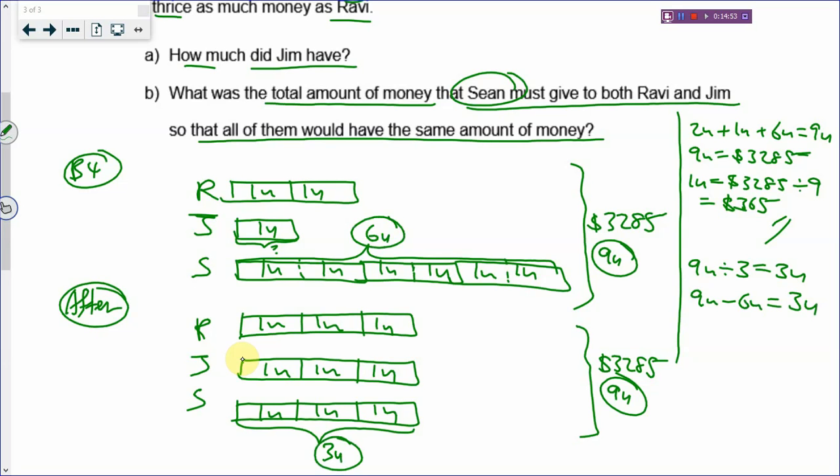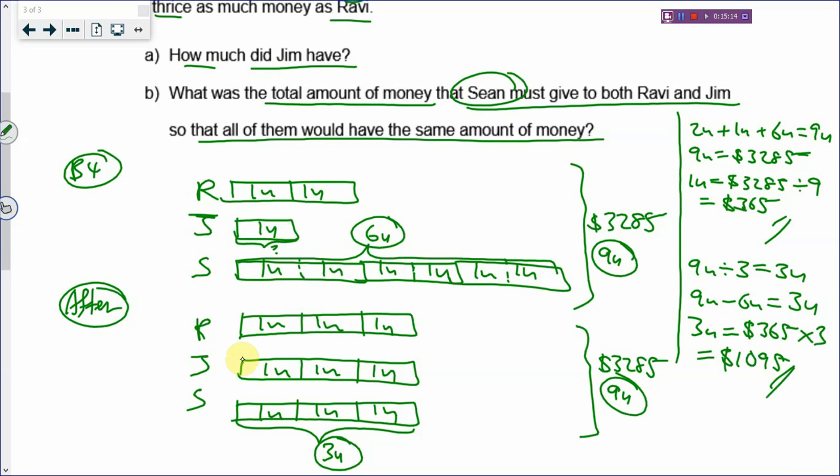And the 3 units will be how much? So if one unit is $365, then you just multiply by 3. So 365 times 3, so Sean must have given $1,095 to both Ravi and Jim. And that's how you draw the model, which is like a before and after model.